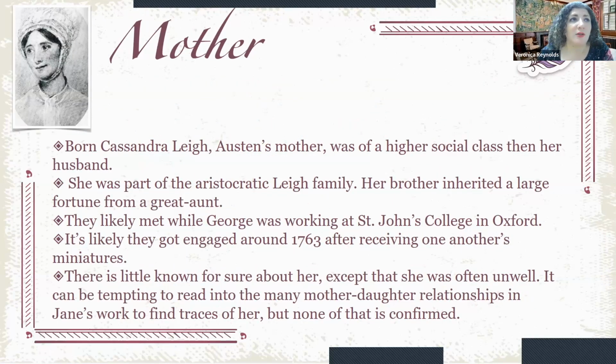This is Jane's mother. This is another drawing. She was born Cassandra Leigh. She was from a higher social class than her husband. Her family was like a known name. People would have known the Leigh family. And her brother did inherit a very large fortune. But of course, that does not go to Cassandra. They believe that George and she met while he was working at St. John's College in Oxford, and they seem to have gotten engaged in 1763 because they exchanged miniatures. So miniatures being a very small portrait of each other, which was likely only done by people who were very much in love.